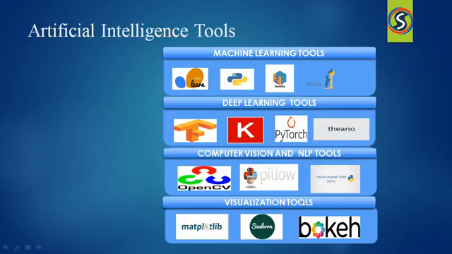And coming to the visualization tools. These visualization tools also play a major role because a human can understand the data from a graphical format rather than a spreadsheet, right? There are Matplotlib, Seaborn, and Bokeh. These are the packages for the visualization part. Okay.